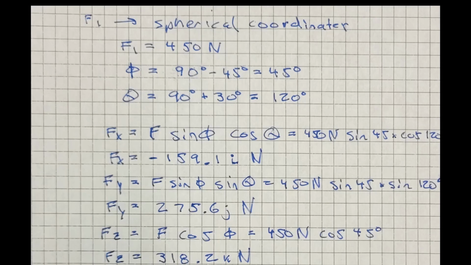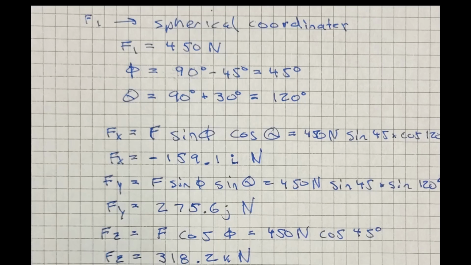45. And the delta, which is measured off of the x-axis, what they show us is the angle of 30 degrees off the y-axis. So to get my delta, I have to add 90 to it. So that gives me a delta of 120. I then state the equation for the various forces, Fx, Fy, and Fz, and then solve for them.